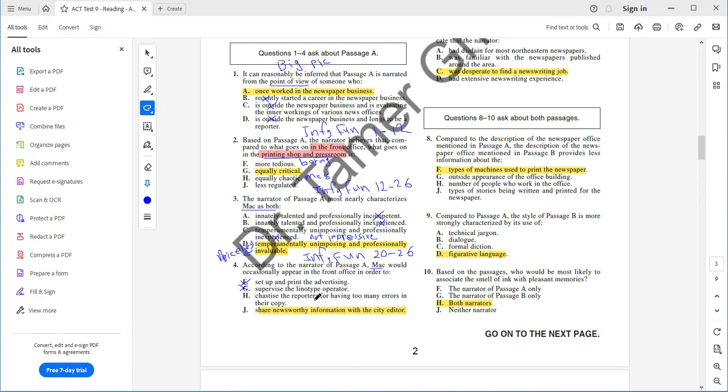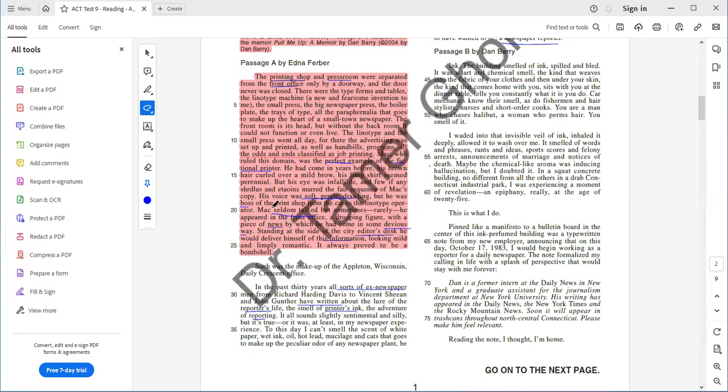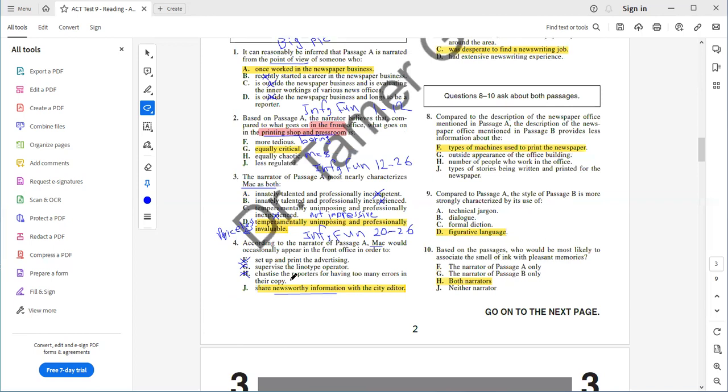Chastise the reporters for having too many errors in their copies? There are no reporters in the front office. Share newsworthy information with the city editor. This is what was mentioned here. He said that Mac seldom talked, but sometimes rarely he appeared in the front office, a drooping figure with a piece of news which he had come by in some devious way, standing at the side of the city editor's desk. This is what is mentioned here. Share newsworthy information with the city editor.